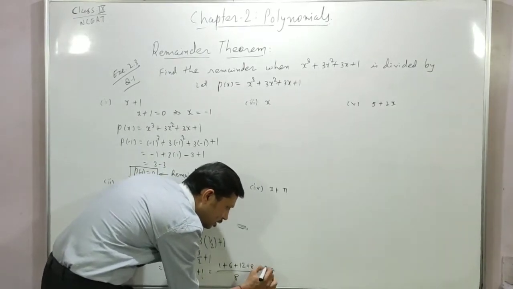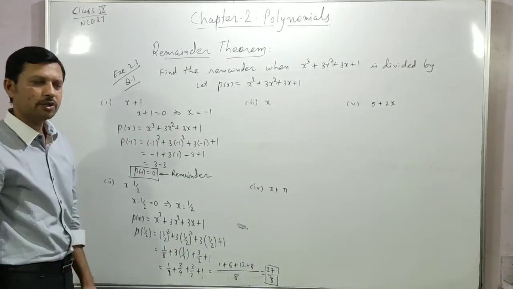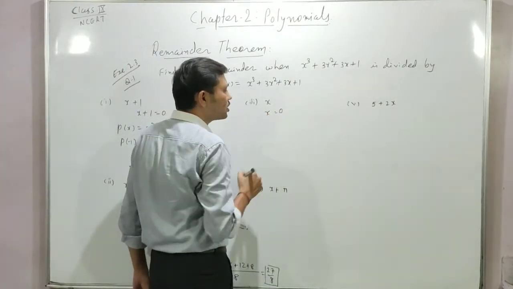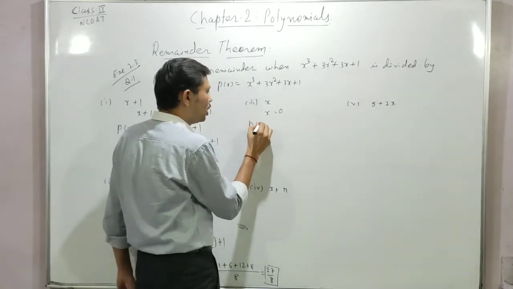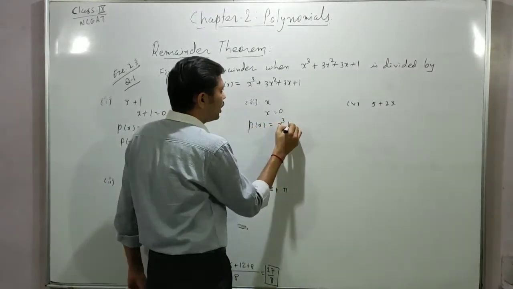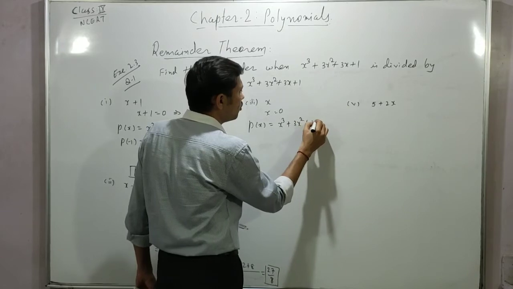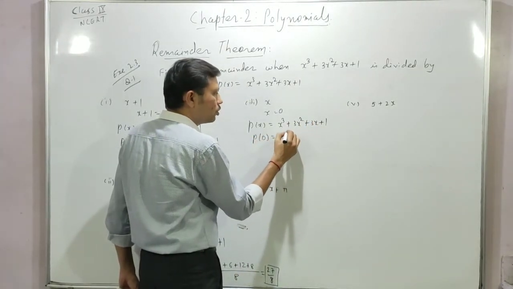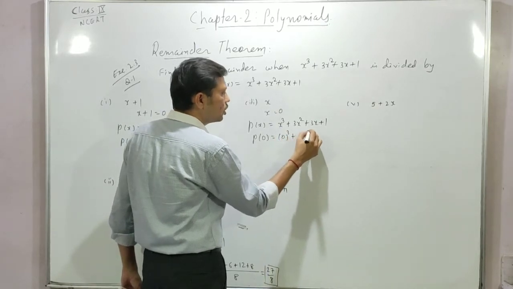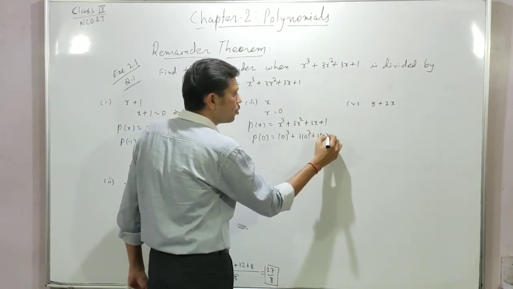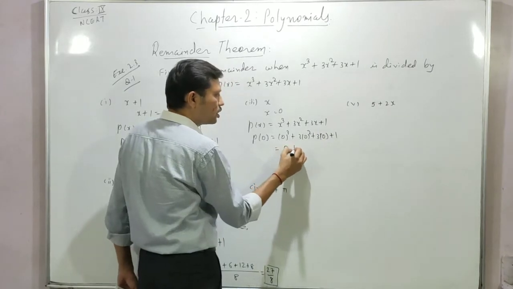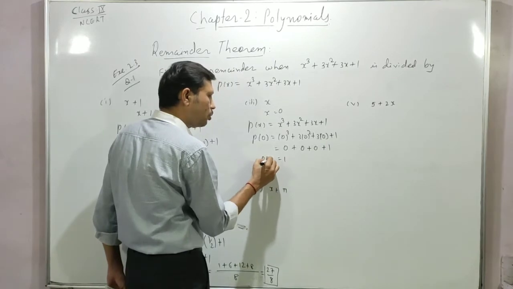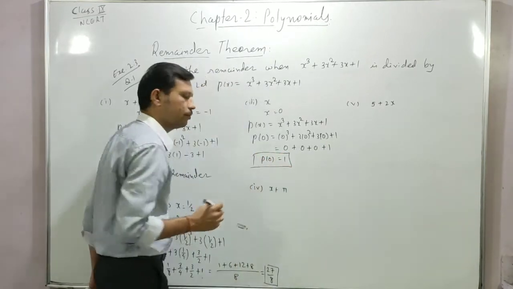That will be considered as a remainder. Clear, bachcho? Chalo, come to the third question. It's a simple x. So we have to consider x is equal to what? 0. So our polynomial p of x is equal to x cube plus 3x square plus 3x plus 1. We will replace the value what? 0. So 0 the cube, 3 into 0 the square plus 3 into 0 plus 1. So obviously 0, 0, 0, and 1. So the answer, how much did we get, bachcho? We have 1.